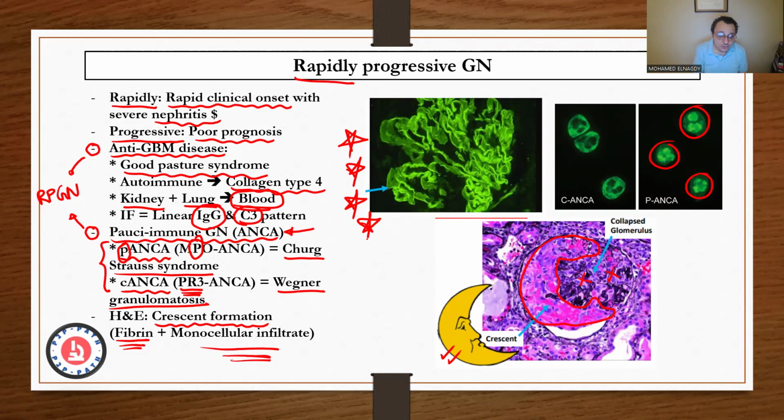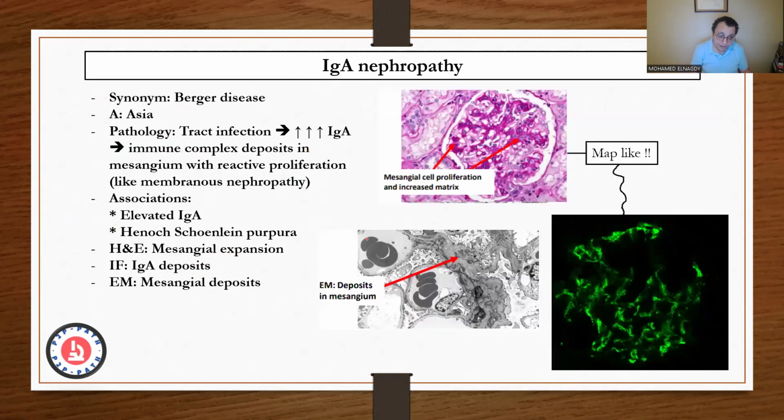So it's anti-GBM disease, or post-immune glomerulonephritis. The end result is rapidly progressive glomerulonephritis with glomerular crescents and acute kidney damage, acute renal failure. Very bad. What about IgA nephropathy? What's IgA? Anybody know?